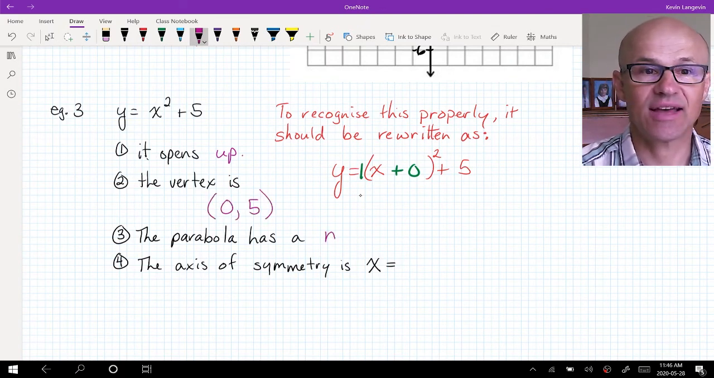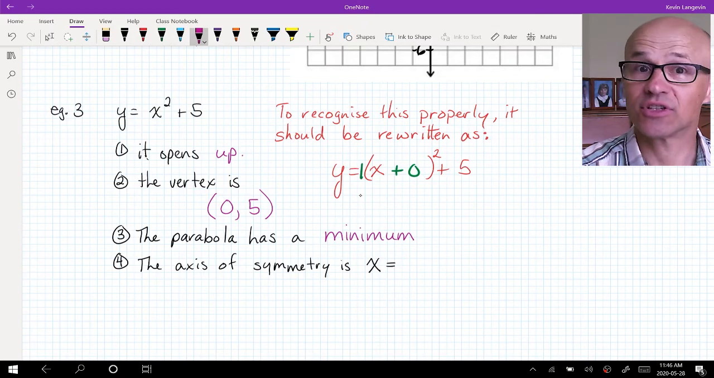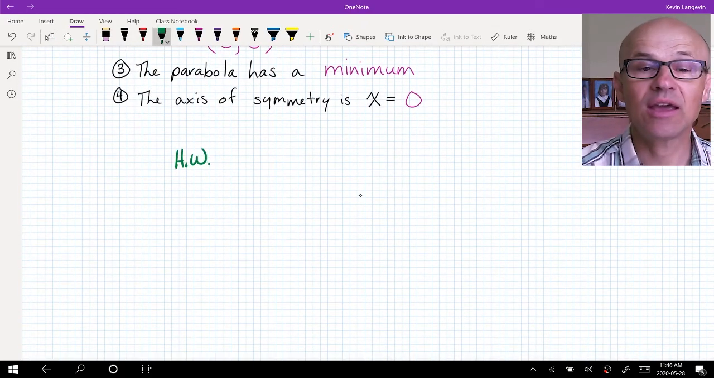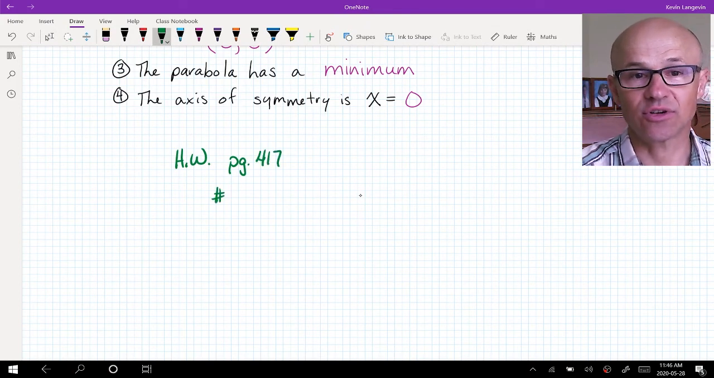As soon as I see that, it's easy to say it opens up. Its vertex is at (0, 5). Because it opens up, it has a minimum, and the axis of symmetry is x equals 0.